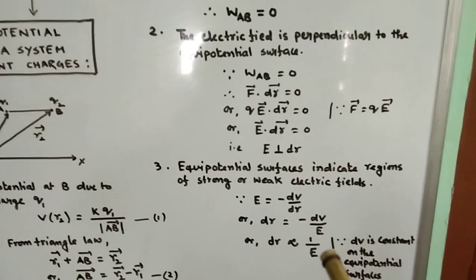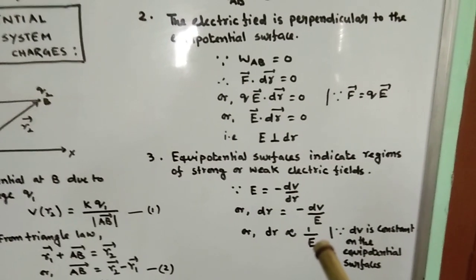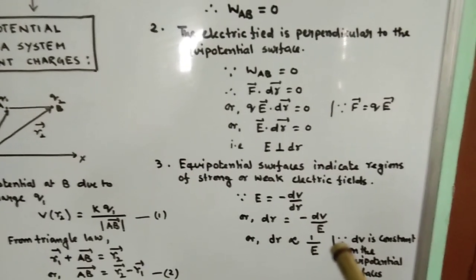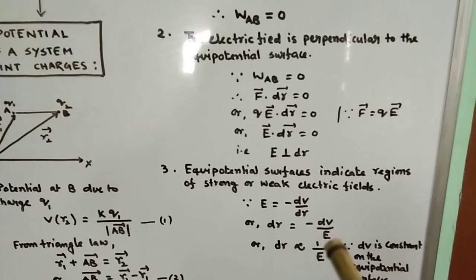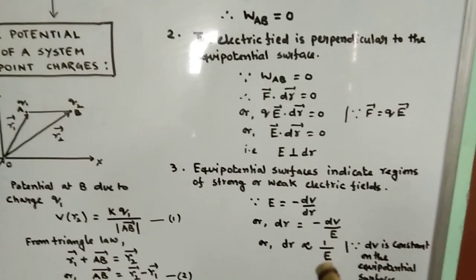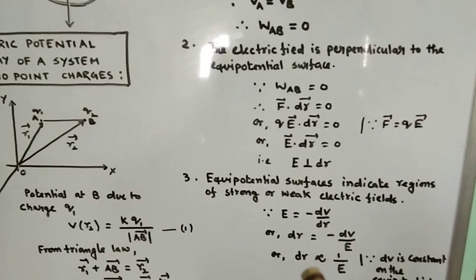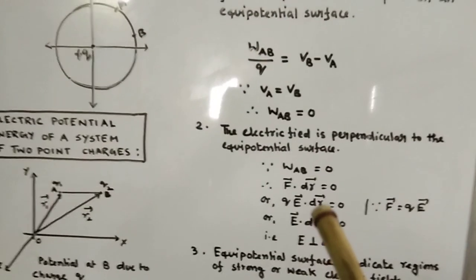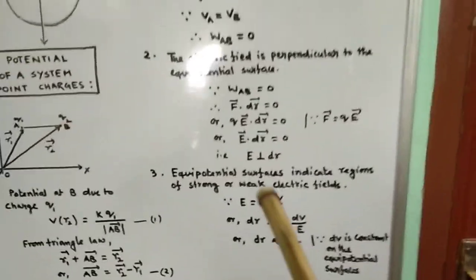This happens basically in the case of equipotential surfaces for a dipole, or two charges which are very close to each other. In that case, you will get crowded equipotential surfaces in one part, and in another part the crowd is less. Whenever the crowd of equipotential surfaces is high, it means the field is strong. Here dr is nothing but the gap between two equipotential surfaces. So these are three important properties of the equipotential surface.